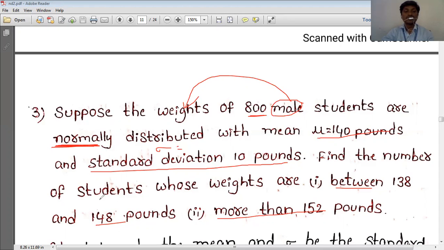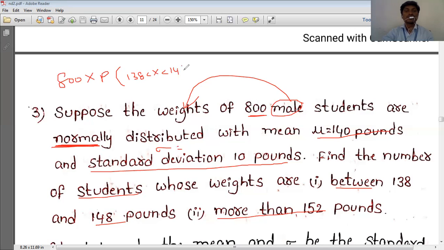Find the number of students. Here also, what do they ask? The number of students whose weights are between 138 and 148. It means what we need to calculate: simply the same, 800 in place of 1800, into P of 138 less than x less than 148.